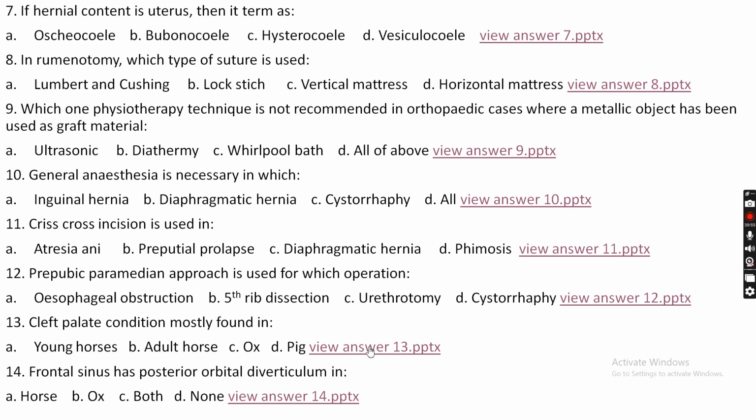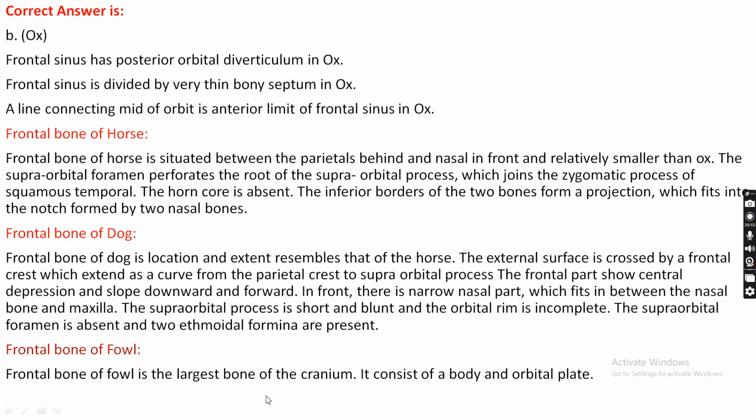Question number 14. Frontal sinus has posterior orbital diverticulum in option A, horse, option B, ox, option C, both, option D, none. The right answer is option B, that is ox. Frontal sinus has the posterior orbital diverticulum in case of oxen.